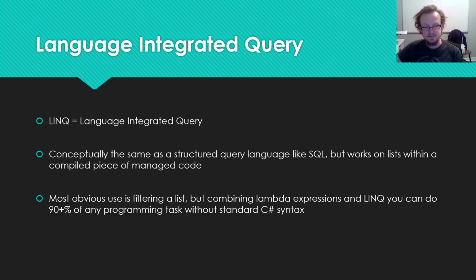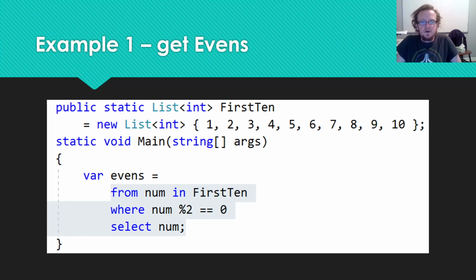The most obvious use for something like this is filtering a list, but you can actually combine it with lambda expressions, and you can do pretty much 90% of anything you can do in standard C# syntax with Language Integrated Query. So we're going to go through several examples of LINQ, basically introduction by example, just to give an idea of what we're even talking about.